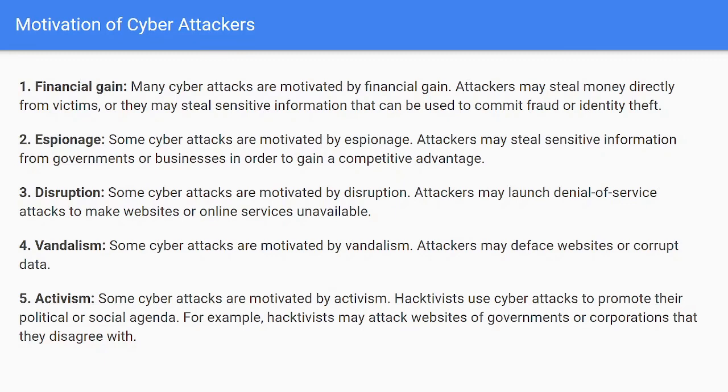Then we have the next one, which is activists. So these activists are the ones promoting a political agenda or a social agenda. Either they are attacking government websites or attacking corporate bodies that don't agree with their motto. You understand? So there was even an incident that happened, right? These people called Anonymous Sudan.